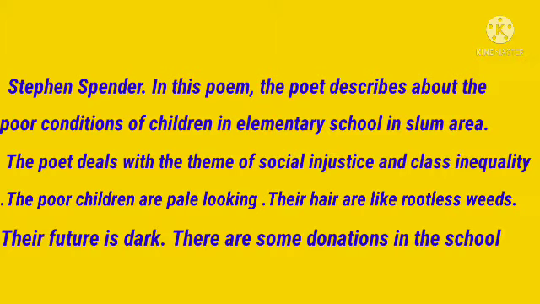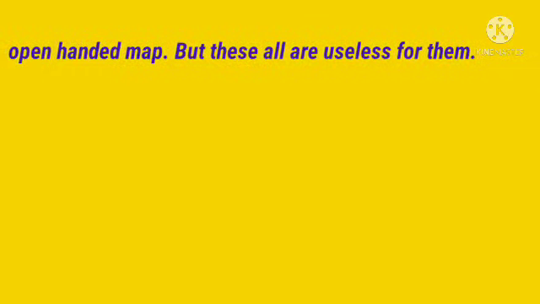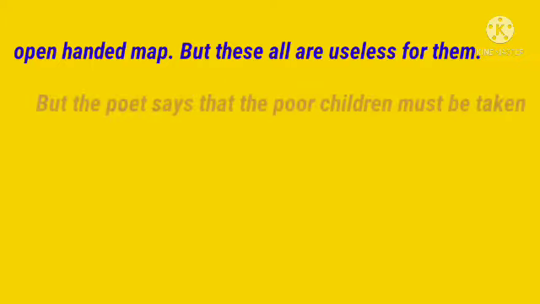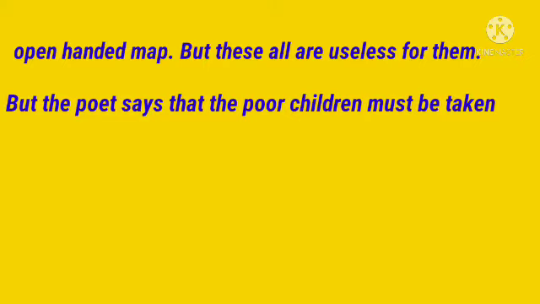And there are some other phrases also used in this poem. For example, the picture of a cloudless dawn and an open-handed map, but these are all useless for them. There is no need of all those resources provided by the government. But the poet says that the poor children must be taken out of the slum to improve their health conditions.